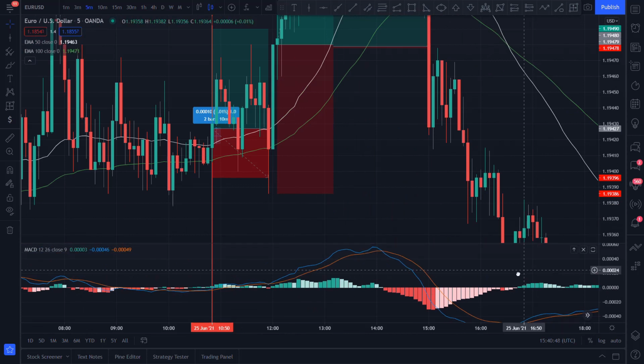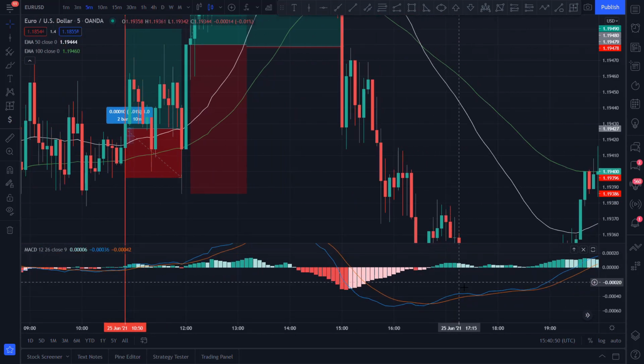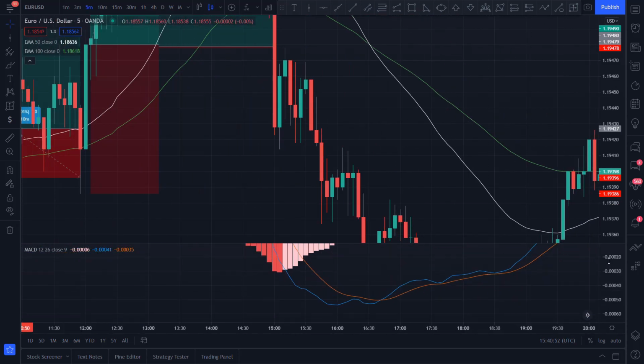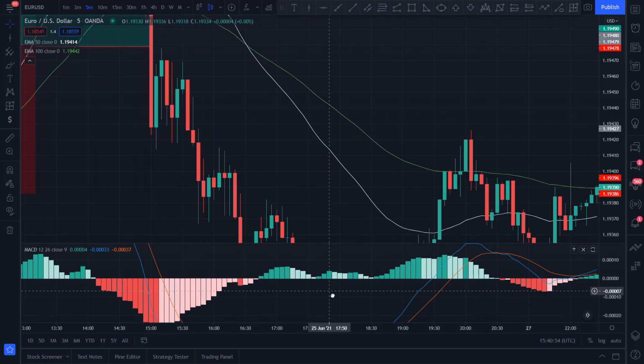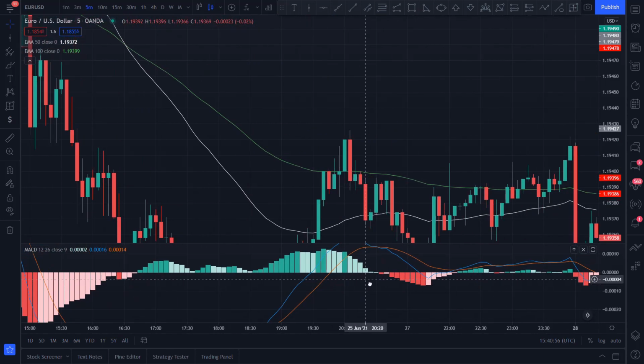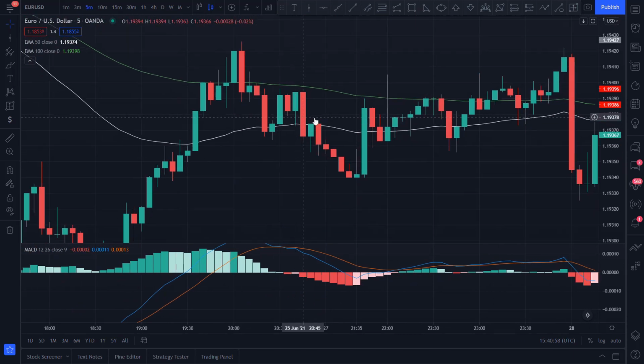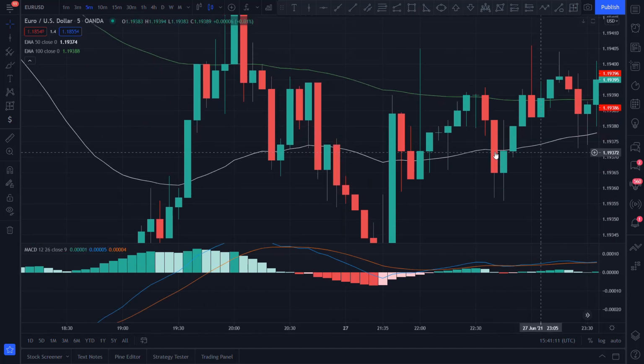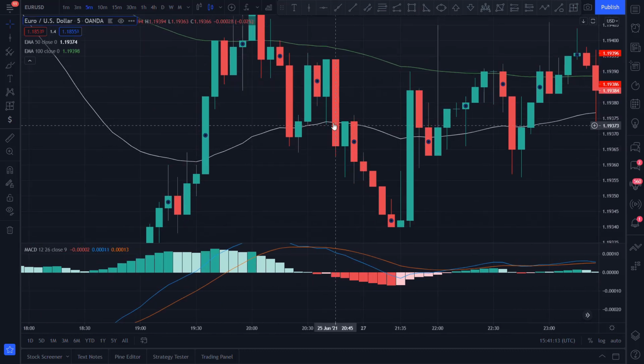For the next one, we will need to wait for a MACD cross up and then a cross down. We don't have any cross downs. We have a cross down right here, but the price is between the two EMAs. So we are going to wait for the price to go under both of the EMAs. Now here you can see on this candle we are moving under both of the EMAs.